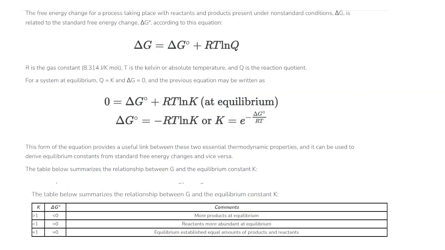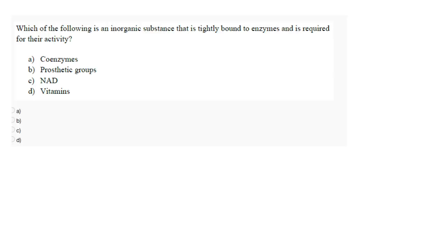So here, a few points: if K is greater than 1, delta G is less than 0. If K is less than 1, delta G is greater than 0. So these both are opposites. So option B is correct here.